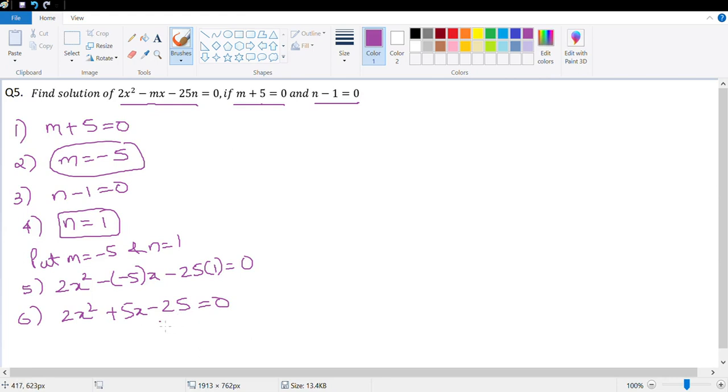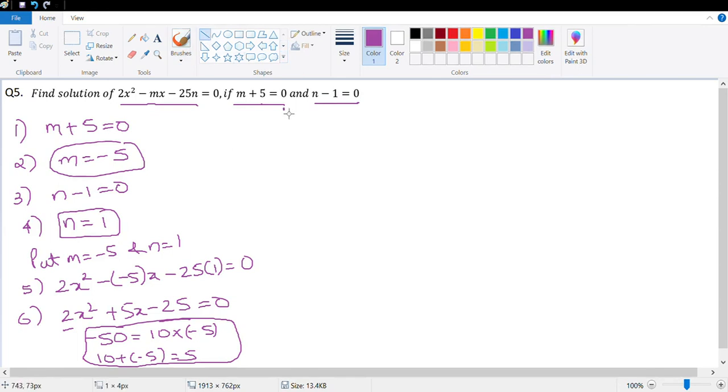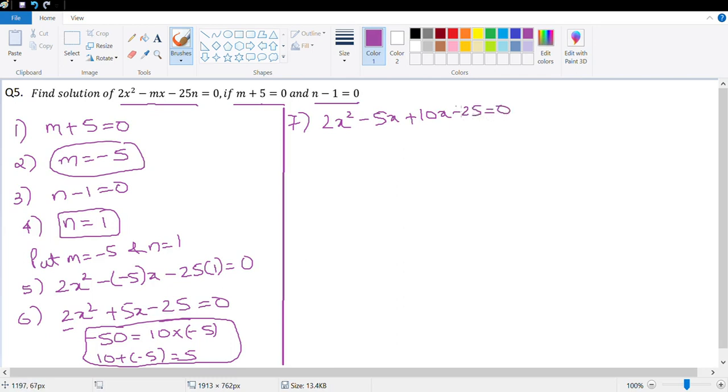So I need to find factors of negative 25 into 2, that's negative 50, the sum of which should be 5. So I can write this as 10 multiplied with negative 5. Yes, and 10 plus negative 5 is also equal to 5. So I think I've got my factors, which is 10 and negative 5. So let's split the middle term, which would now look like 2x squared minus 5x plus 10x minus 25 is equal to 0. Okay, what's common here is x.